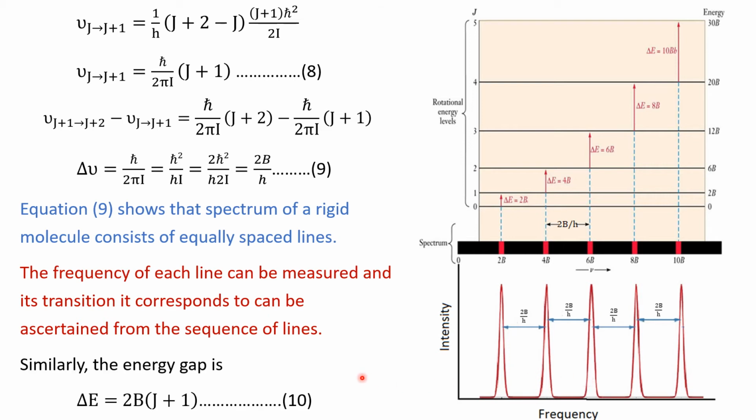and so on. Similarly, we can also have the energy gap between the two lines. This is the gap between E0 and E1. This is the gap between E1 and E2. So as we go on toward higher values of J, the gap between the energies goes on increasing. That can be ascertained from here.